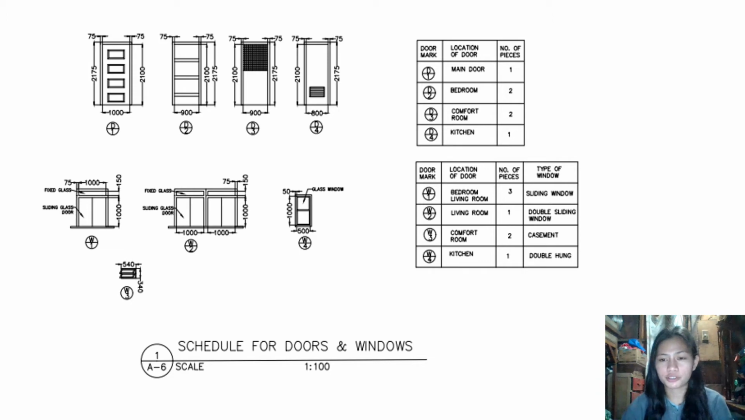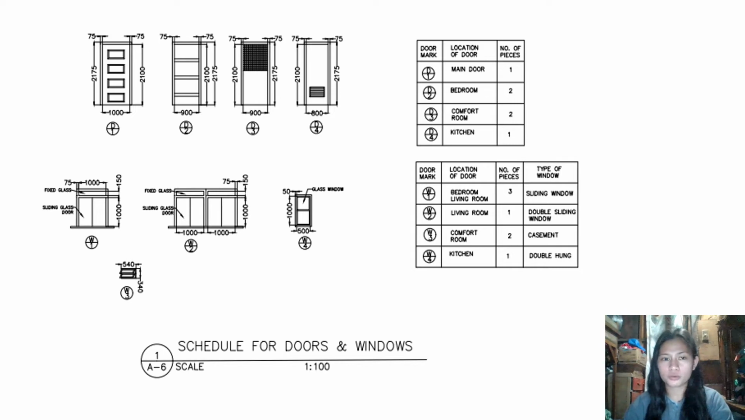Ito, the last part of our architectural plan is the schedule for doors and windows. We have here 4 different types of doors and also 4 windows. Door 1 is used for our main door, so we have to provide 1. Door 2 will be used on our bedrooms, so we have to provide 2 pieces of door 2. Door 3 is for the laundry area, so only 1. And door 4, panel board, is for the comfort room, so we need 2 pieces of it.